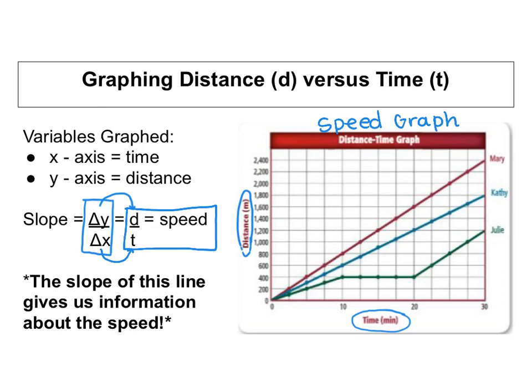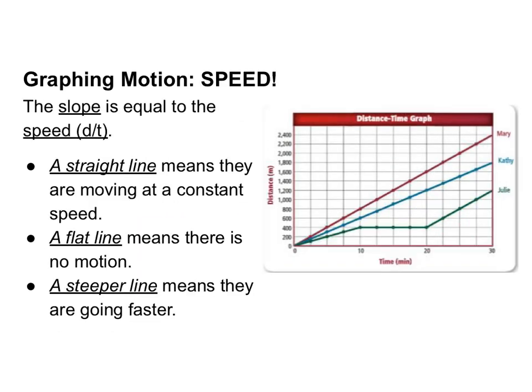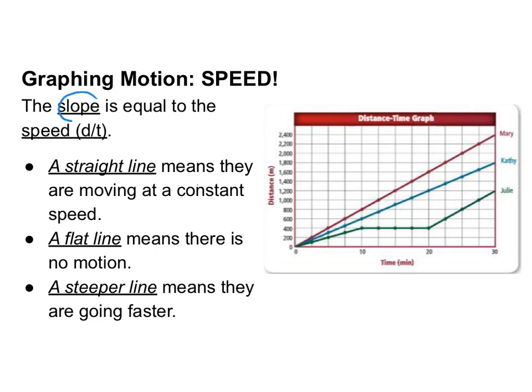So in this case, we are graphing Mary, Kathy, and Julie and their speeds. And we can see that on the graph, there are different shapes. And those different shapes are going to give us different information about the speed that Mary, Kathy, and Julie are moving at. So let's look at what those shapes mean. So we already said the slope is equal to the speed, that distance over time. So again, that line is going to tell us about the speed.